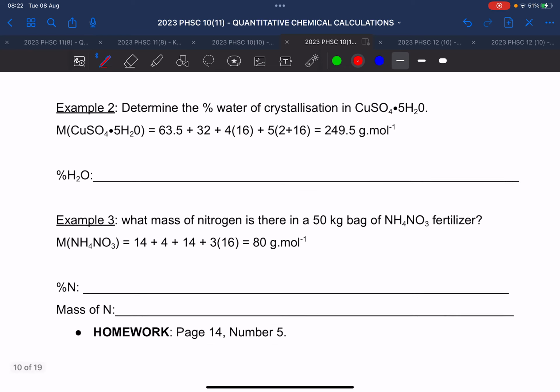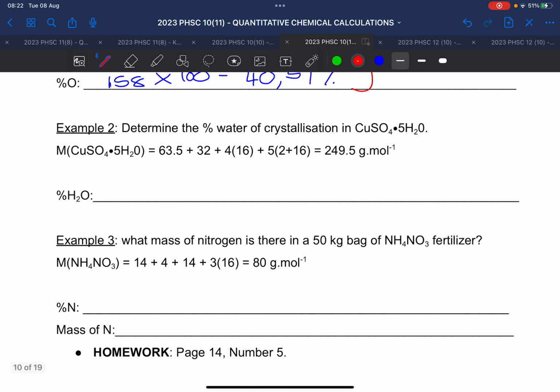Okay, let's quickly check the next one. They ask, determine the percentage water of crystallization in copper sulfate, the hydrated molecule. You know I showed you this copper sulfate? I did, because you have to calculate the molar mass in the previous chapter. But I'll show you again. I told you not to lick it, not to eat it. Someone, I think Holly, said it looks like sugar.